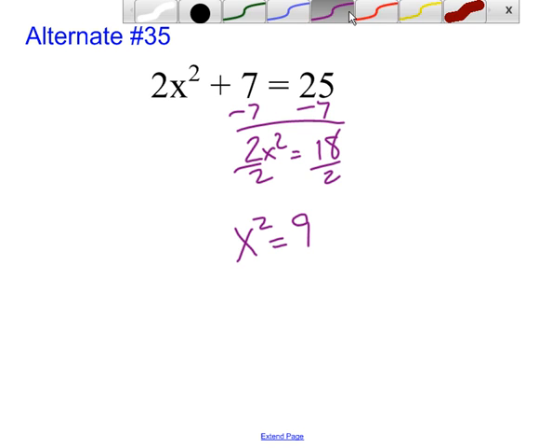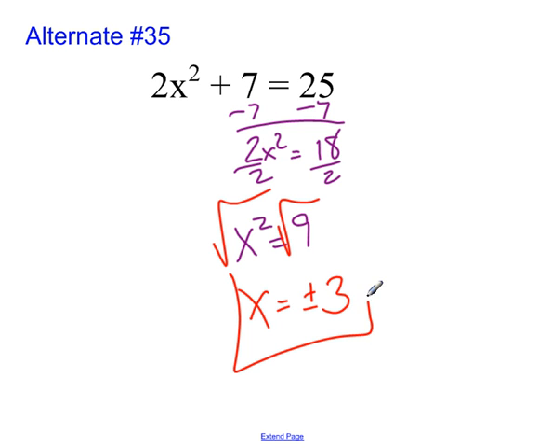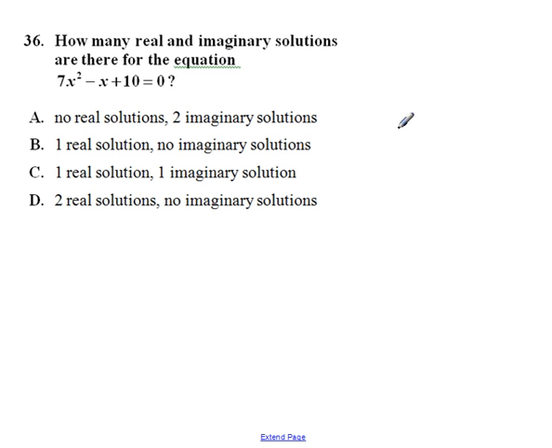Now, when we do our square root part, it's going to be a little bit easier because we just take our square root, so x equals plus or minus the square root of 9, which is 3. And so that's kind of the way the actual test question works. Solve for your x squared first by moving these two numbers out of the way, and then take your square root and get your plus or minus number. So to me it's a little easier, but to each his own.